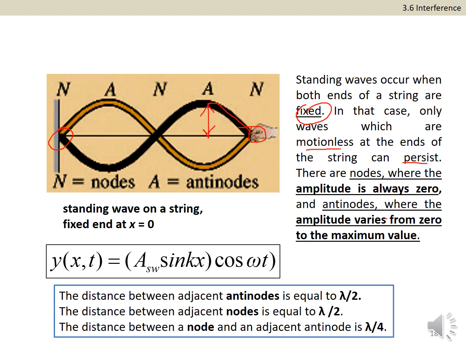So this is fixed, y equal to 0. This is the general equation of the standing wave. How do we get this equation? Later we will derive it. I'll show you how to get this equation later.